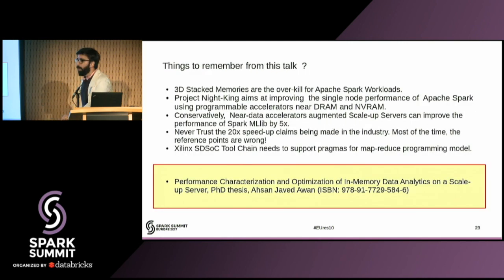Yeah. So if you want to remember certain things from this talk, it is that 3D stacked memories are overkill for Apache Spark based workloads. You should look for the outcome of the project Night King, which aims at improving the single node performance of Apache Spark using programmable accelerators near DRAM and NVRAM. And conservatively, near data accelerators augmented scale-up servers can improve the performance of Spark machine learning applications by 5x. And never trust 20x speed-up claims which are being made in the industry, because most of the time the reference points are wrong. And the Xilinx toolchain needs to support pragmas for the MapReduce programming model.